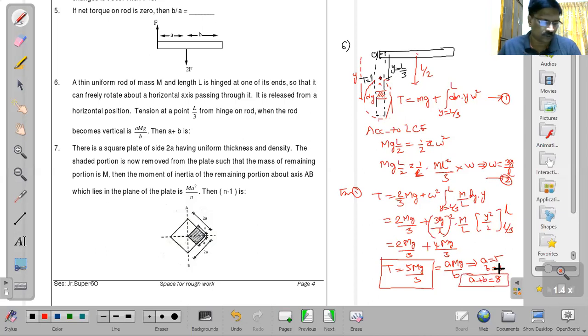A plus B is equal to 8. What is the value we got? Sorry, here 2 mg by 3 plus here 4 mg by 3, so here 6 mg by 3, that means 2 mg. T is equal to simply 2 mg, that means A is equal to 2.